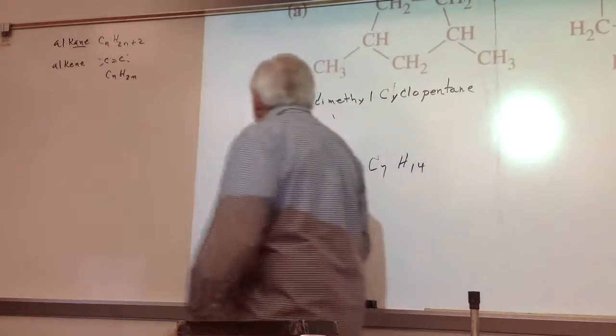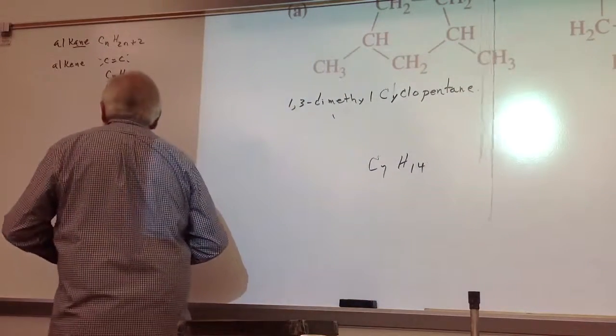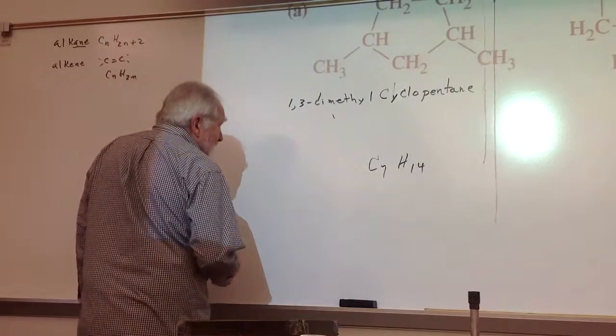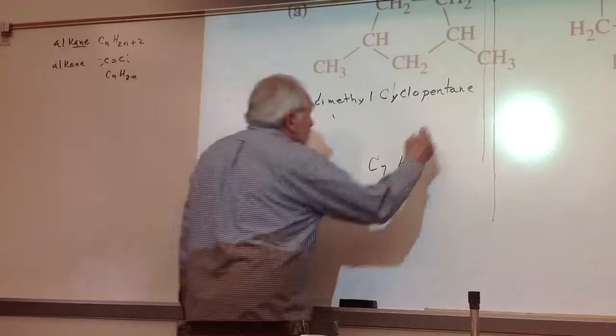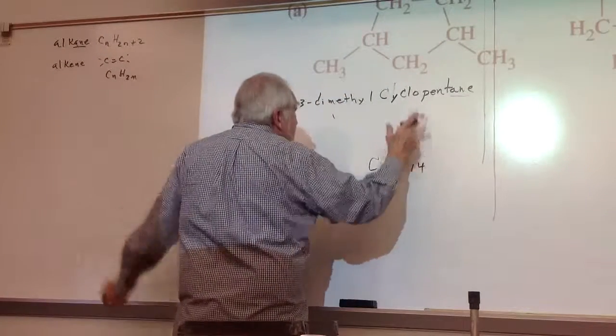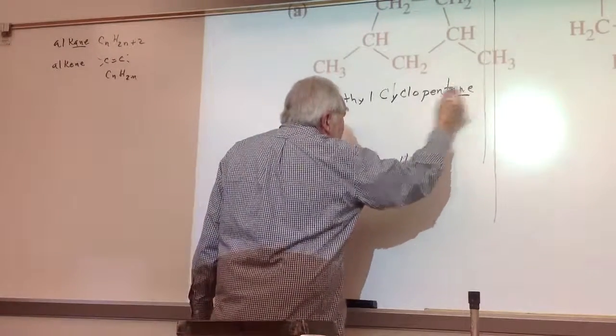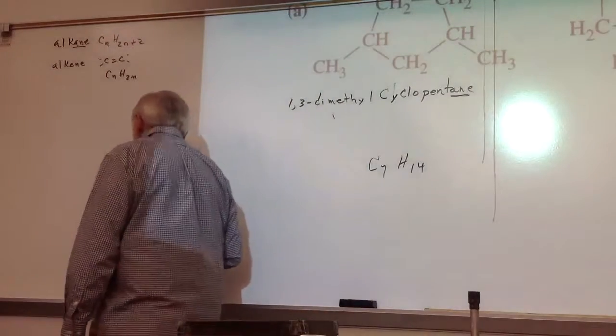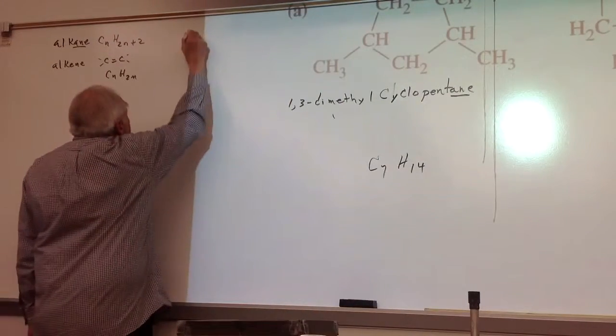So now we're introducing what is known as functional isomers. Notice this one has the same formula as the alkenes. The alkenes ended in ENE. This ends in ANE. Types of isomers that I discussed again.